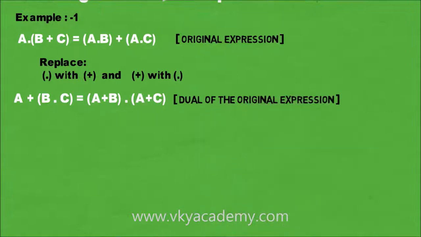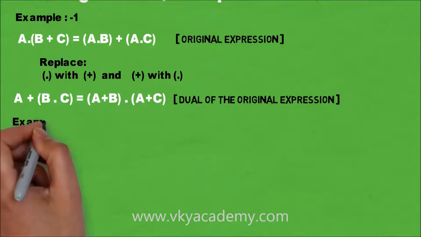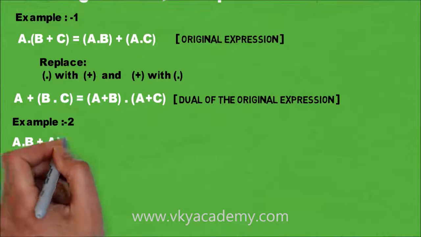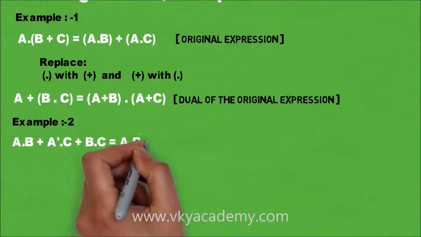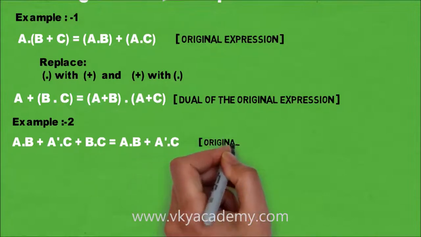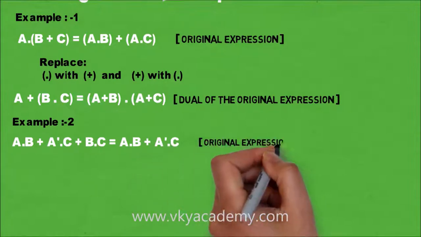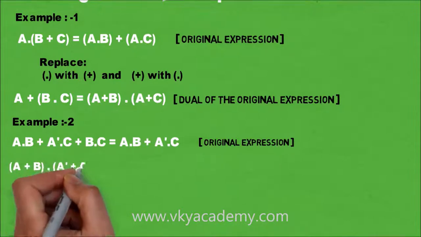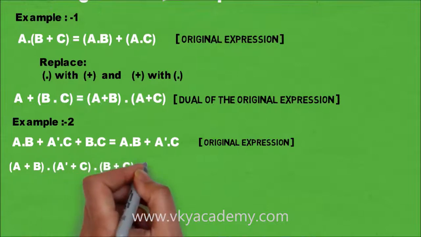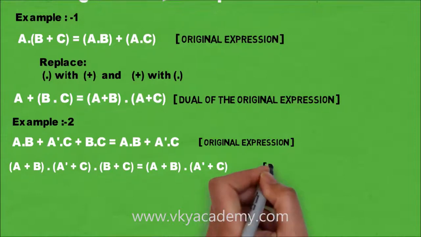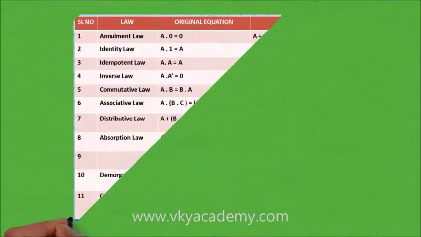Let us take one more example. A dot B plus A complement dot C plus B dot C is equal to A dot B plus A complement dot C. This is the original expression. Now replace all dot with plus and replace all plus with dot. The expression will be (A plus B) dot (A complement plus C) dot (B plus C) is equal to (A plus B) dot (A bar plus C).